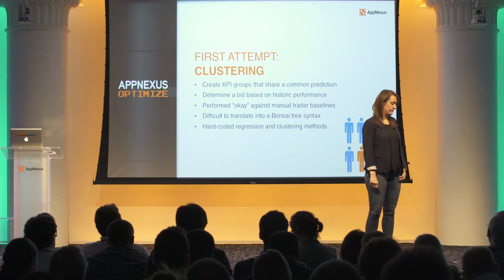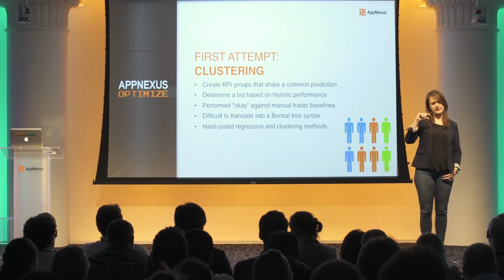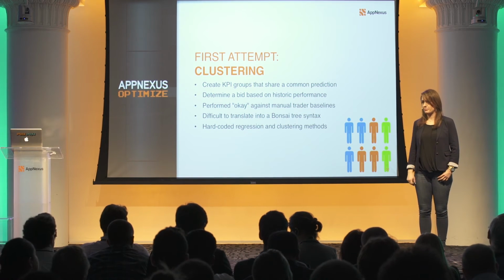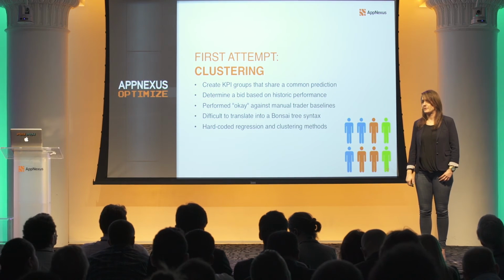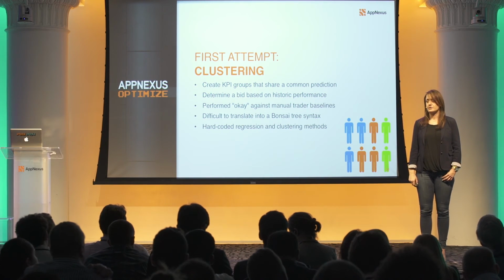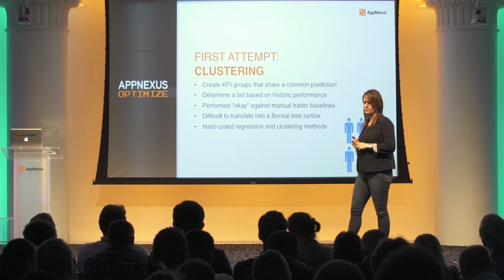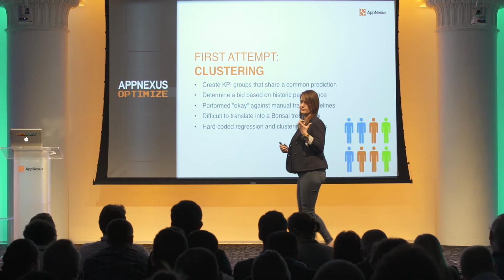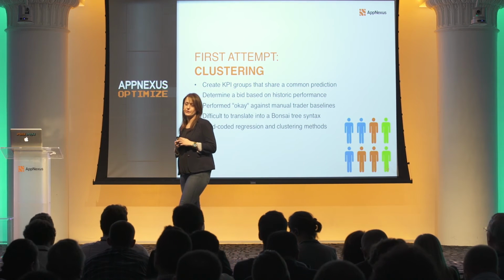These types of trees that we experimented with early performed okay. They were a tiny sliver above what a manual trader would perform as, which is good for the most part, but it wasn't quite the performance that we were looking for. It was also very, very difficult to translate into the bonsai tree syntax. It just wasn't a natural progression from clustering to bonsai. In this first approach, everything was hard-coded.